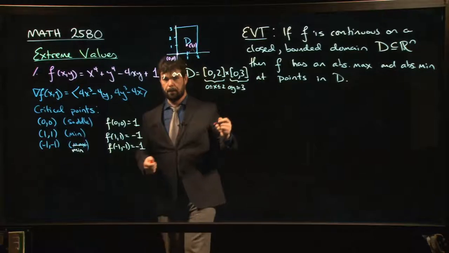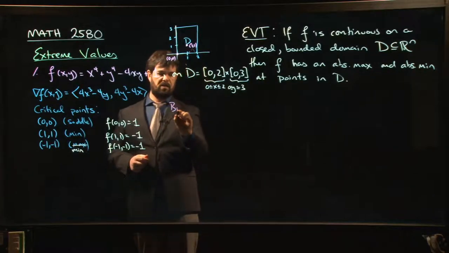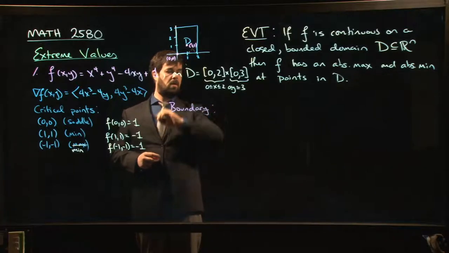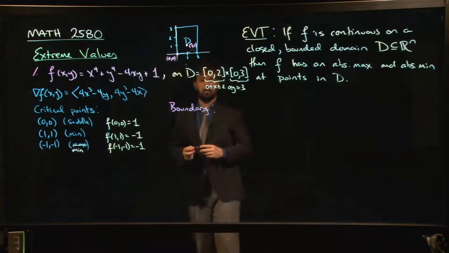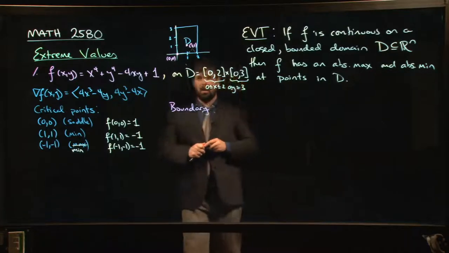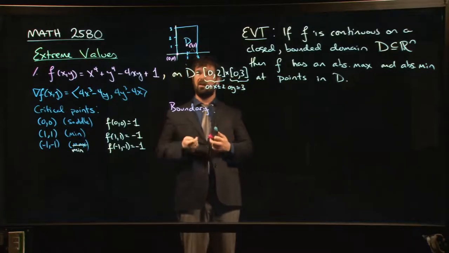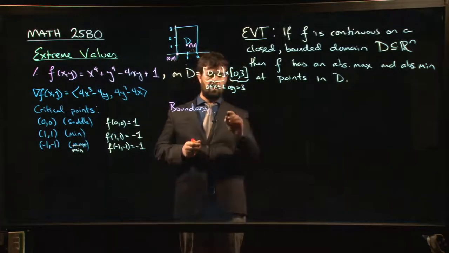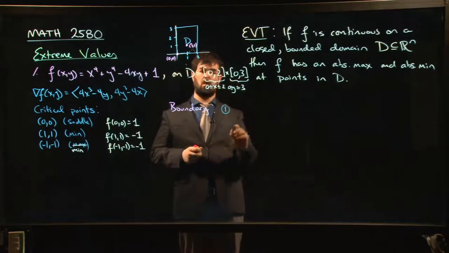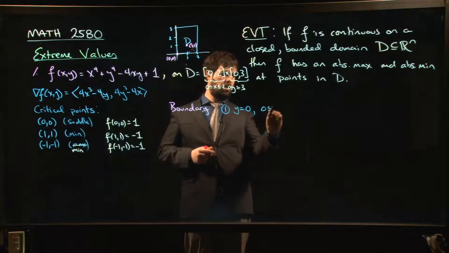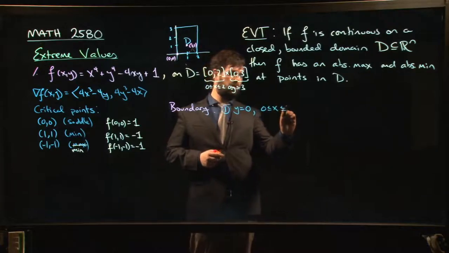And so the next step, if we want to figure out where the max and min values are, is to work our way through the boundary. Now, we have a rectangle. The boundary consists of four pieces. Piece number one is going to be the bottom of the rectangle, y is equal to 0, and x is going to be between 0 and 2.